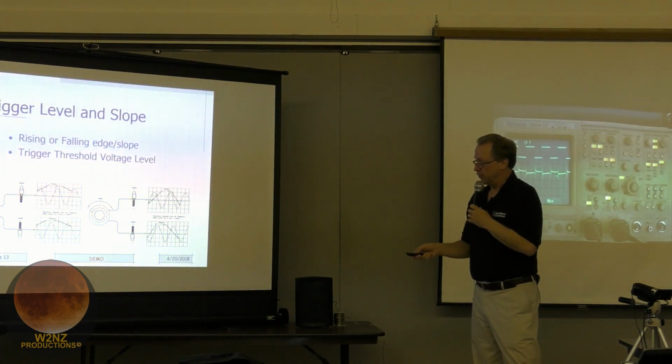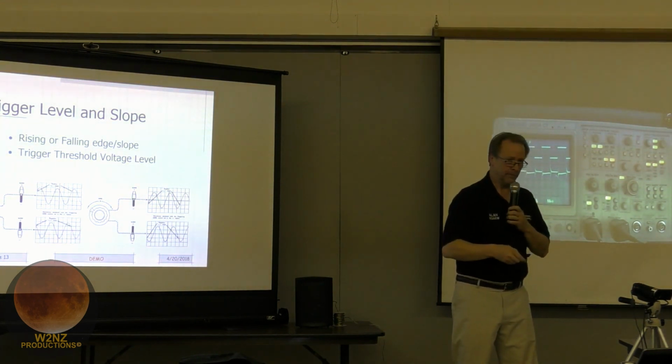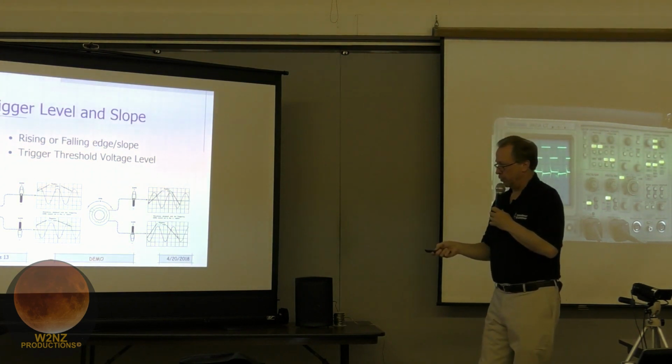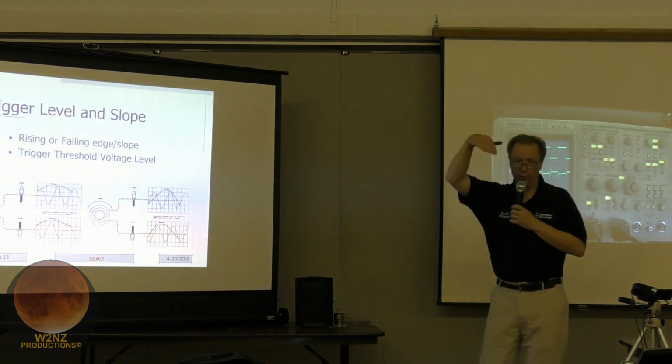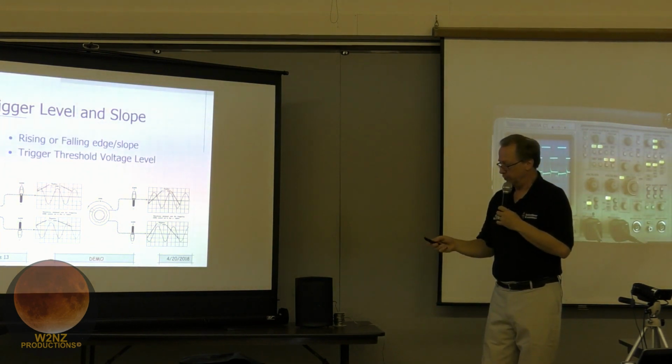Okay? So here's an example where the trigger slope is up, so we're going to trigger on the rising edge, so you can see we're starting that trace, that signal's on its way up. Here we're triggering on the negative slope, so the signal's on its way down, crossing through some threshold. And then that threshold is adjustable through the level control.